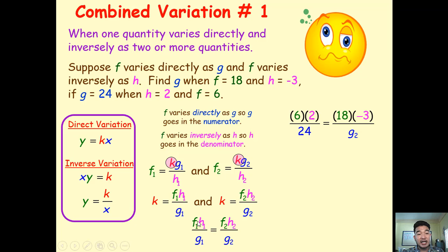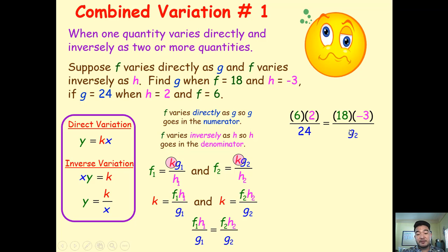Our f sub 1 is 6. Our h sub 1 is 2, ayun siya, and our g sub 1 is 24. And then our f sub 2 is 18, our h sub 2 is -3, and we are looking for g sub 2.